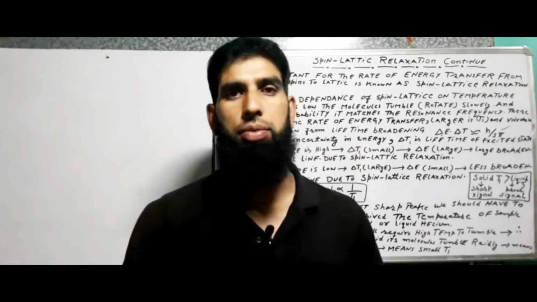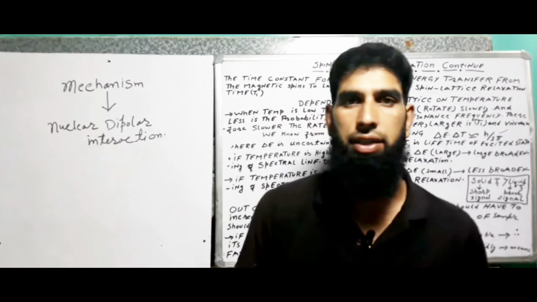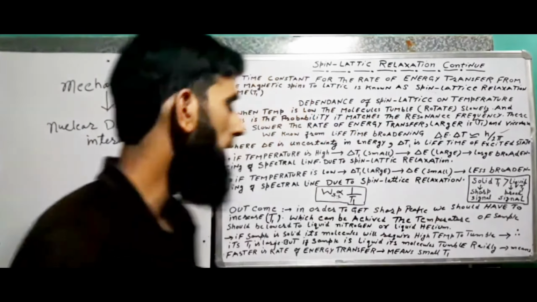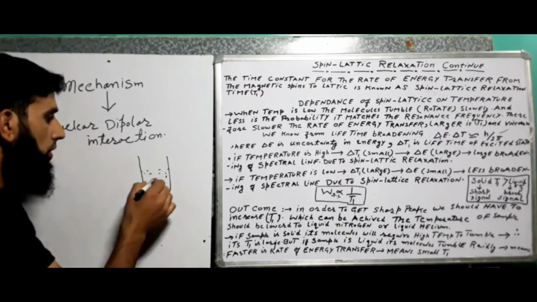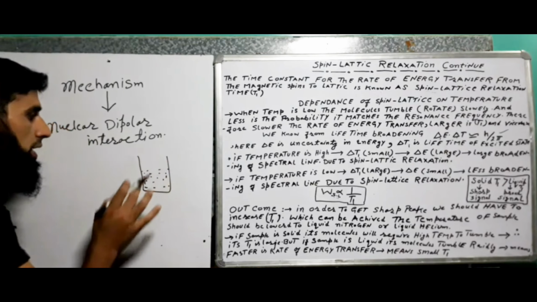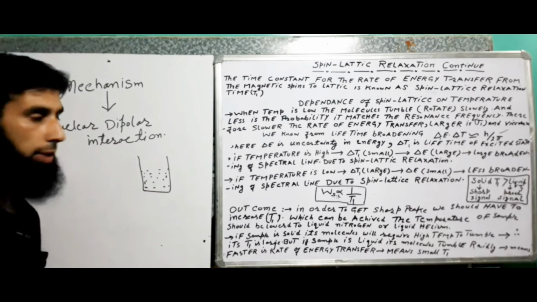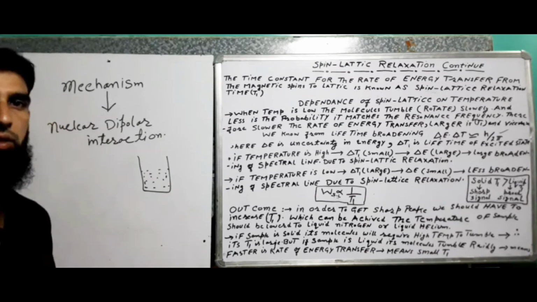In the last video, I told you that the mechanism of spin-lattice relaxation is known as nuclear dipolar interactions, which I have already explained. Suppose I have a sample here, in a sample tube, whose NMR we want to do. This sample contains millions of molecules, and these contain millions of magnetic nuclei, which are associated with millions of magnetic moments.